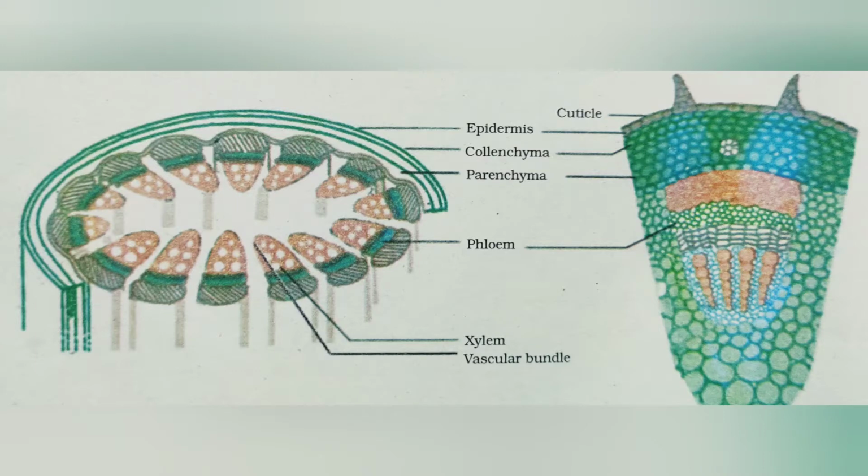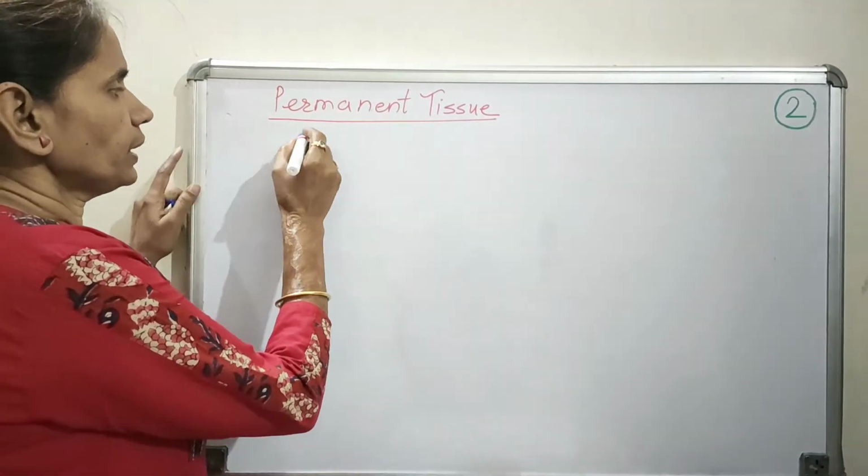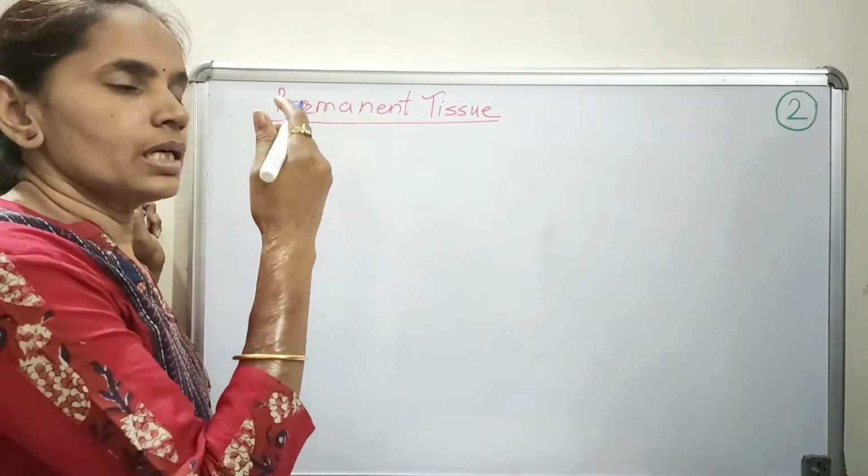This is a figure of a section of a stem. Here we can clearly observe various permanent tissues. Starting from the outer side, the simple permanent tissue, that is the epidermis, is followed by chlorenchyma and parenchyma. At the inner side, complex permanent tissues are seen, that is xylem and phloem, which form vascular bundles.